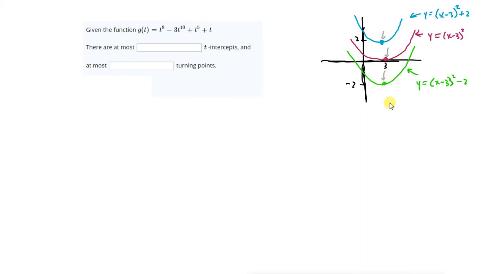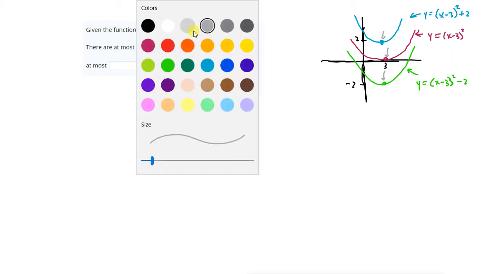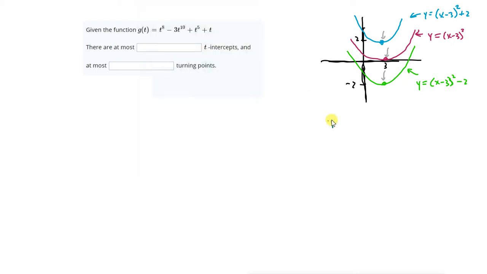1 turning point. Now, if you read through the chapter, they talk about the fact that you basically have at most 1 fewer turning points than your degree. What's the degree of all of these functions? They're all x squared. The degree is 2. So when the degree is 2, think about a parabola. We all know what parabolas look like. How many turning points do we have? We have 1. 1 less. Okay? Next question is, what about x-intercepts?